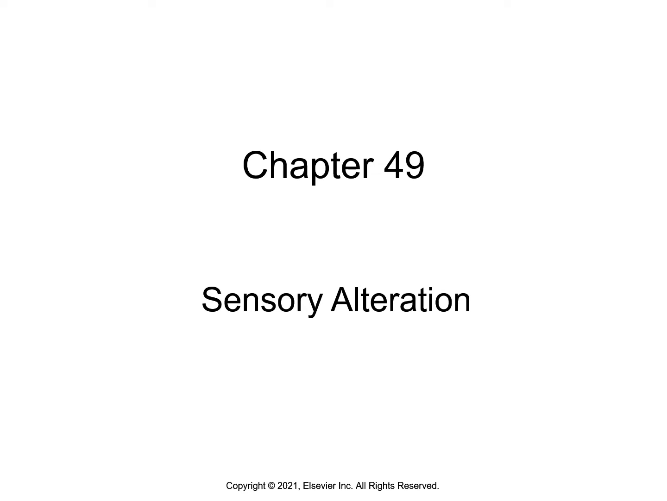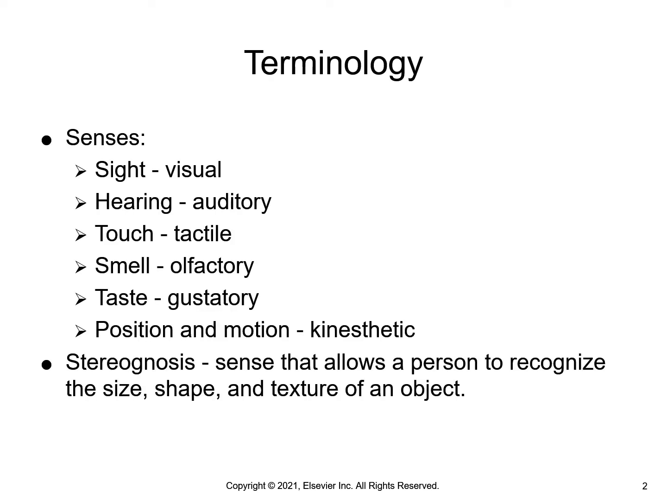Chapter 49, Sensory Alteration. All individuals rely on a variety of sensory stimuli to provide meaning and order to the events occurring in their environment. The senses form the perceptual base of our world.